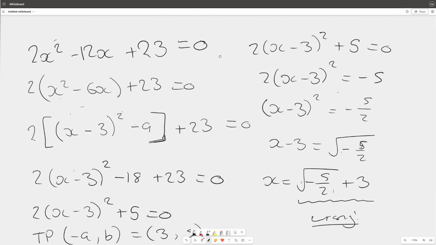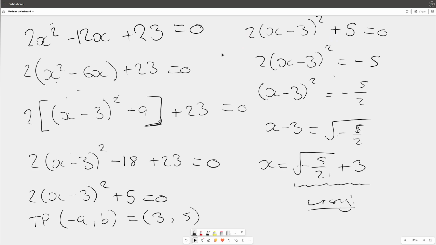You still may be asked to complete the square on a question like this, you just may not be asked to solve it, or you may be asked to say if it has solutions, something along those lines. But essentially this question has no solutions.